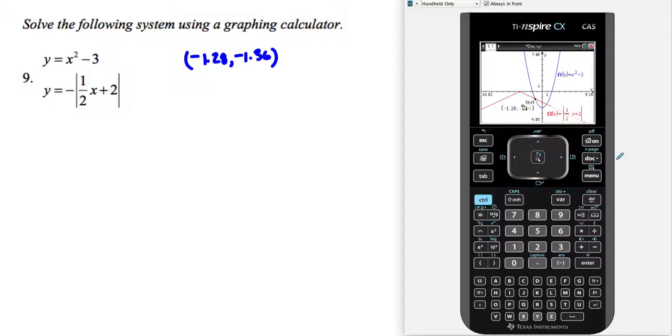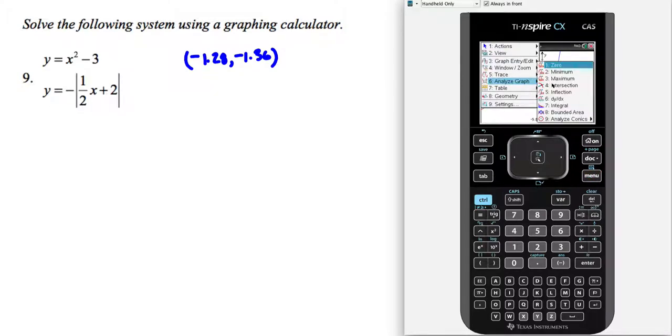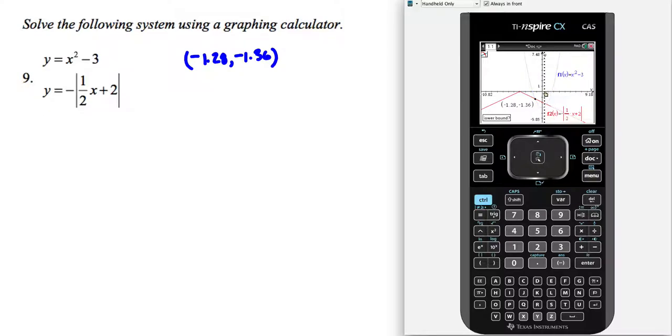And now on to the second one here. So for our second one, we're going to say menu, analyze graph, intersection, and then we're going to do the same thing. Got to put it to the left of the intersection point, and then on the right side of it, and then it should give us the answer there, which in this case looks like it is 0.781 comma, and then negative 2.39.